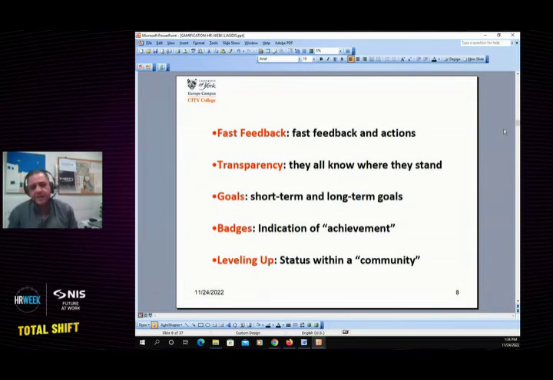The fourth mechanic is what we call badges, an indication of achievement. Yes, my boy, yes, my girl, you are here and you are bound to win. Or maybe you should try a little harder.